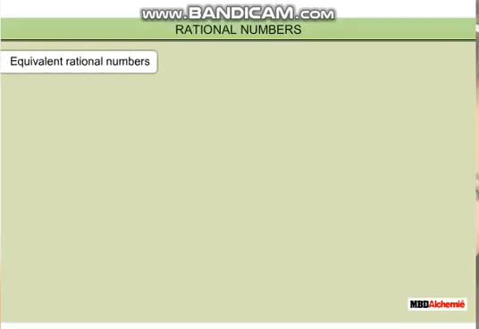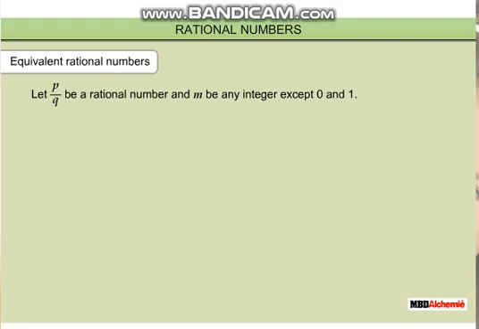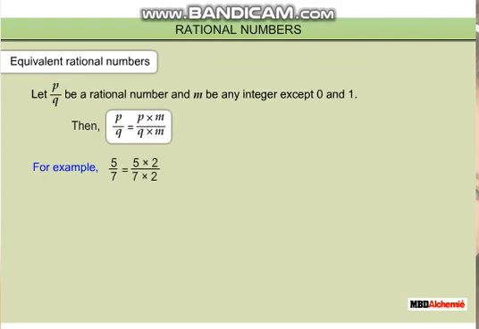Equivalent rational numbers. Let p upon q be a rational number, and m be any integer except 0 and 1. Then p upon q is equal to p times m upon q times m. For example, 5 upon 7 is the same as 5 times 2 upon 7 times 2, that is 10 upon 14. So, 5 upon 7 and 10 upon 14 are equivalent rational numbers.